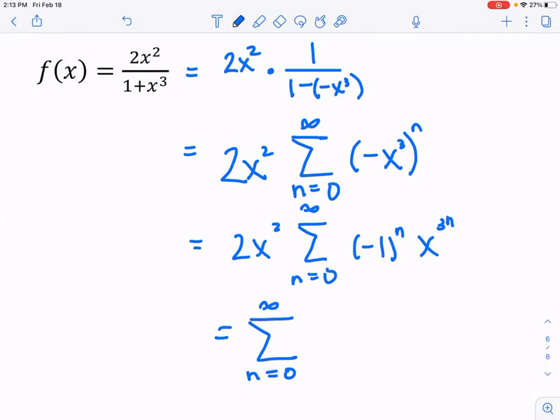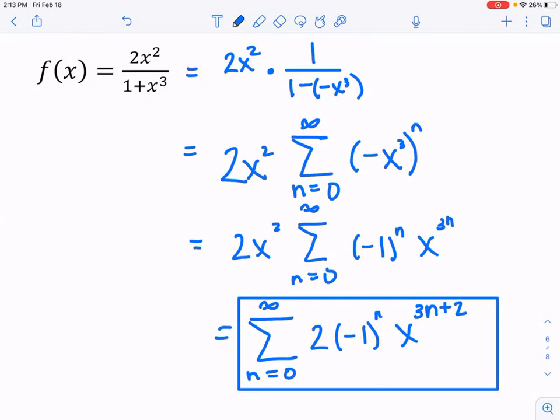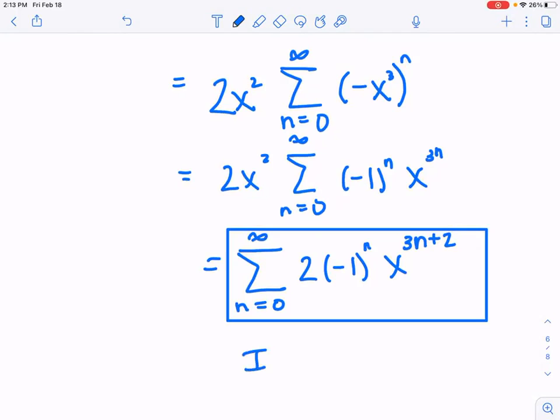Let's go ahead and separate negative 1 to the n from x to the 3n. Okay, so what I have is 2 times negative 1 to the n times x to the 3n plus 2. Do you agree? What's our interval of convergence?